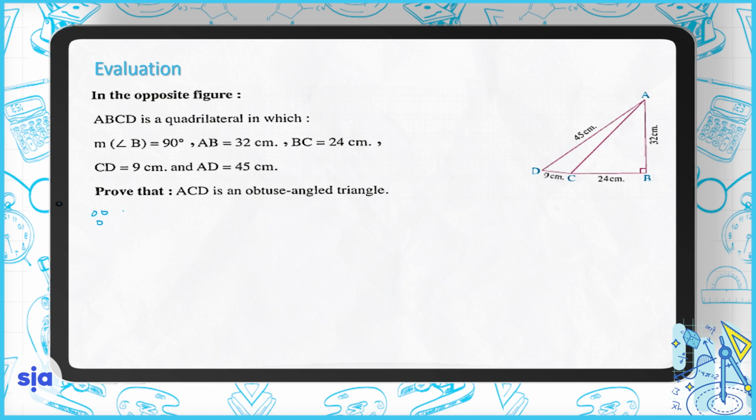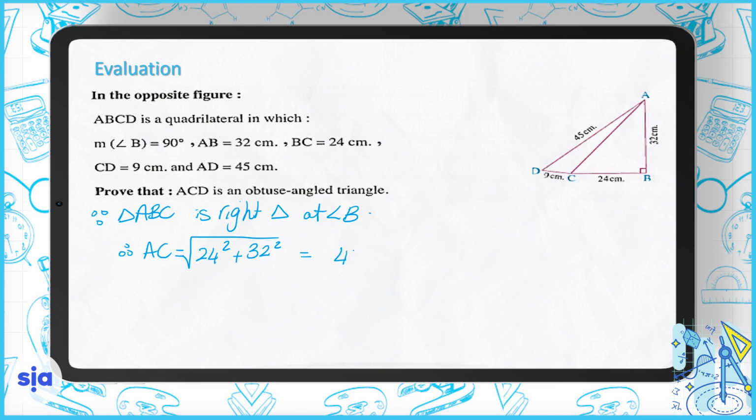Since triangle ABC is a right triangle at angle B, therefore AC as a hypotenuse equals the square root of 24 squared plus 32 squared. So AC is equal to 40 centimeters.